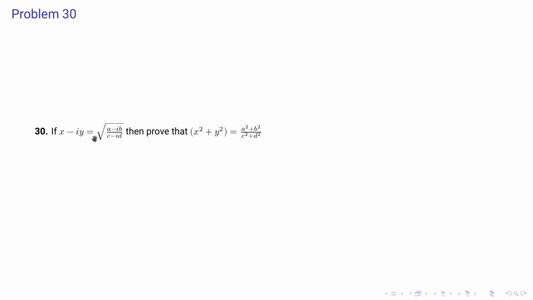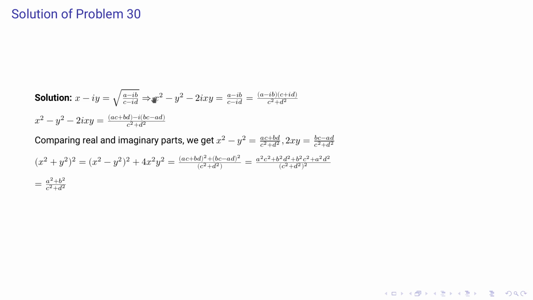Problem 30 says that if x minus iy is equal to square root of a minus ib by c minus id, then prove that x square plus y square is equal to a square plus b square by c square plus d square. So here we square both sides. We get x square minus y square minus 2ixy is equal to a minus ib by c minus id. Now we multiply and divide this with c plus id. We get a minus ib into c plus id by c square plus d square. So we get x square minus y square minus 2ixy is equal to ac plus bd minus i into bc minus ad divided by c square plus d square.